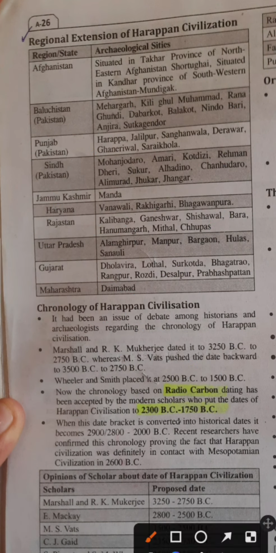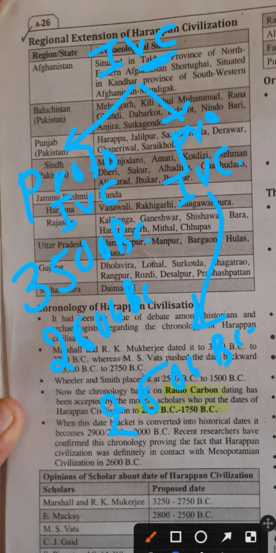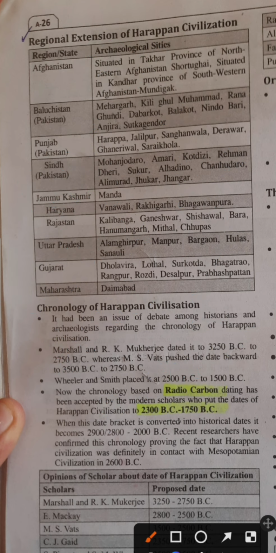You know that Indus Valley civilization is of two types: proto Indus Valley civilization and present Indus Valley civilization. The proto Indus Valley civilization date is 3500 BC to 2500 BC, and the present Indus Valley civilization is 2500 BC to 1750 BC.